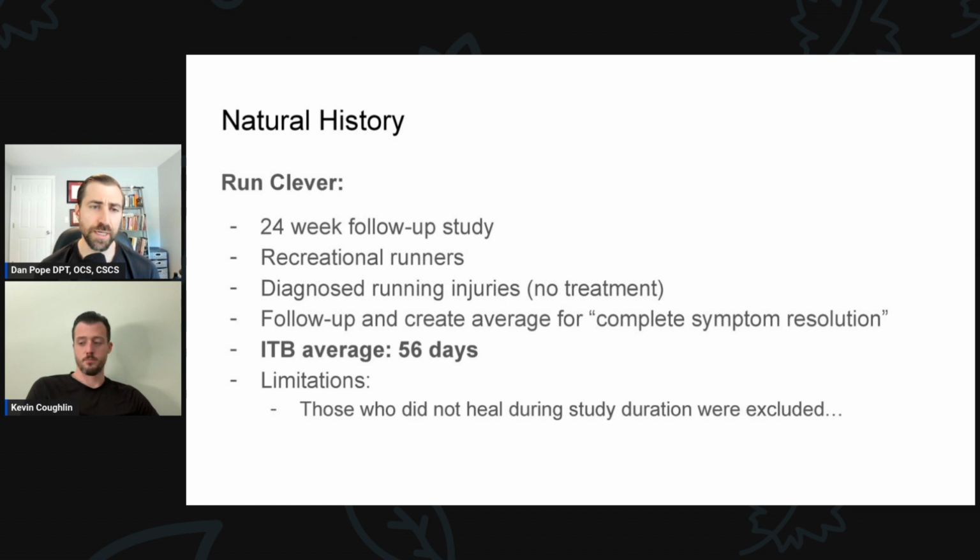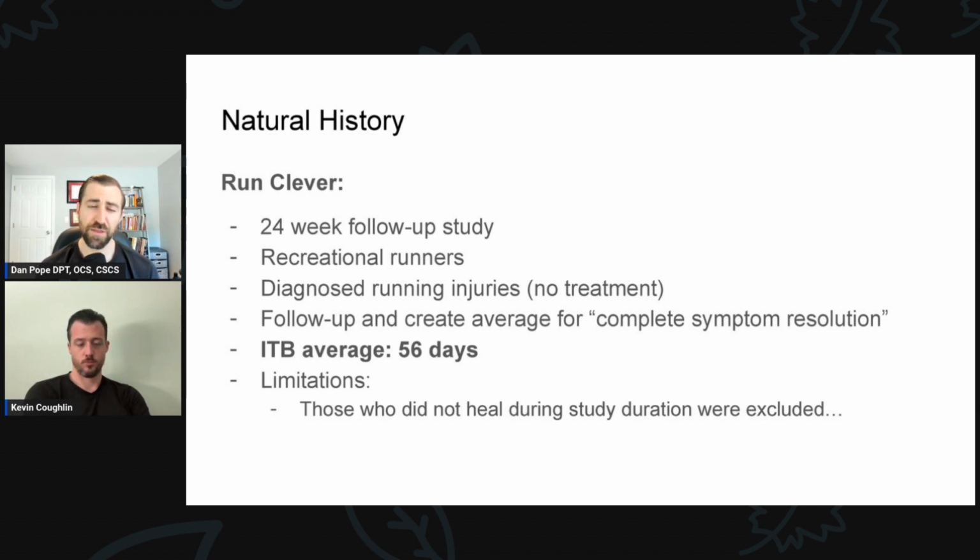Well, this was a cool study. It was called the Run Clever study. Initially, they were looking at data in runners to see if running volume or running intensity correlated with injury, right? And it didn't, but that's not what we're going to talk about today. In this study, they gathered a bunch of data. The data was used to try to figure out the natural history or natural course of different running-related injuries. So essentially, it was a 24-week follow-up study. They're looking at recreational runners.